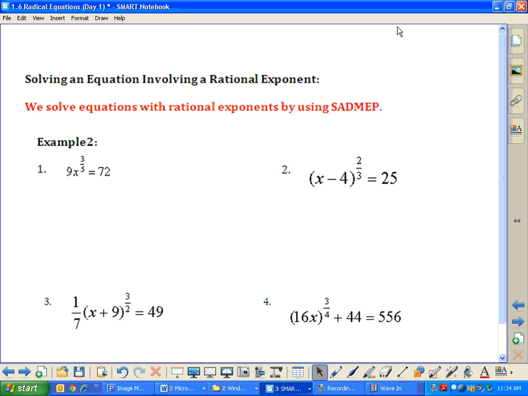is to solve for x when you see what's called a rational exponent in the problem. Rational exponents, remember when I say the word rational, that's actually just fancy talk for fraction. So how do you get rid of an exponent that's a fraction is what we're going to take care of today. So the strategy is actually up there on the board. When we solve an equation involving rational exponents, we actually just solve those equations by using SADMAP, or by solving by undoing.